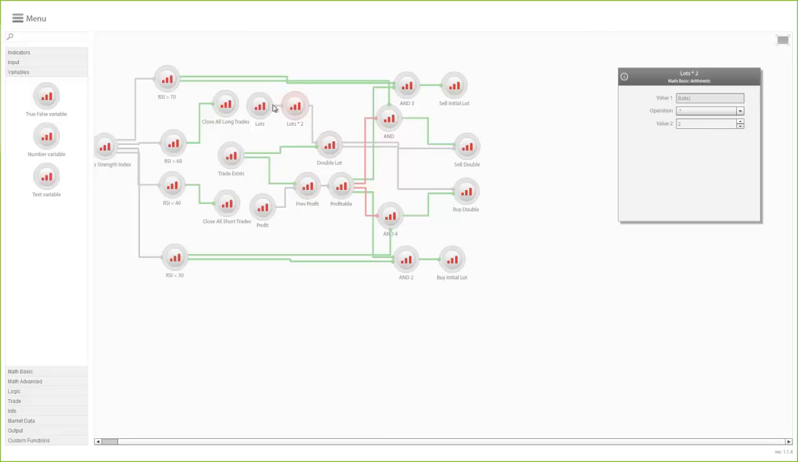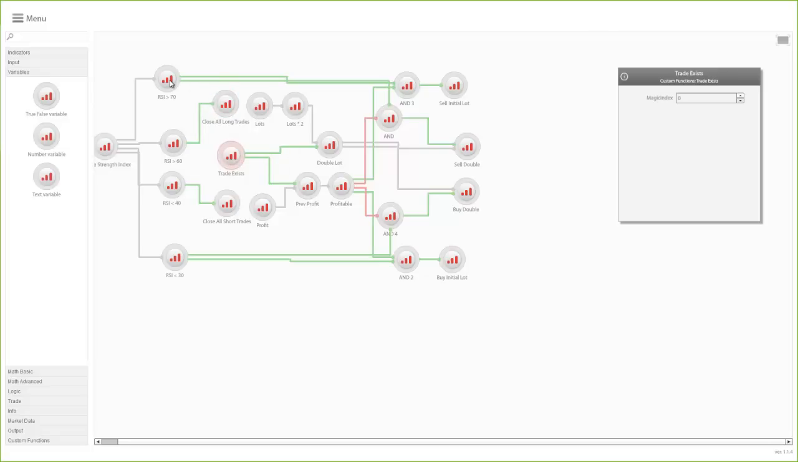In this case, we double our lot. So if the trade exists, we amend this double lots variable by taking the lot size of the open trade and multiplying it by 2 using an arithmetic node. So we have our double lots. And we also remember the profit of the trade as well. So we only update these variables if the trade exists. So effectively, as soon as we close the trades, we no longer update them.